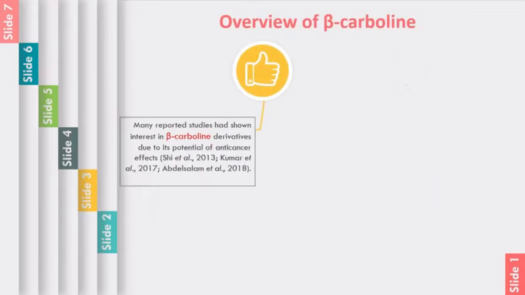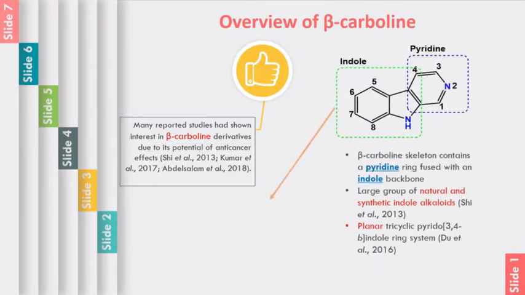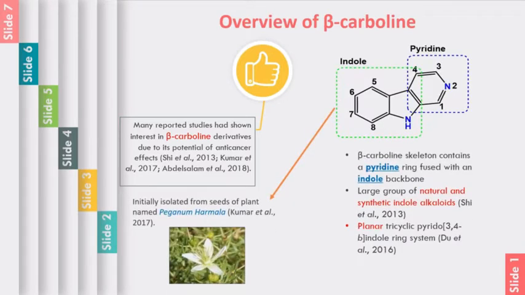Therefore, many reported studies have shown great interest in beta-carboline compounds, as they have been reported to demonstrate excellent anti-cancer activities. Beta-carboline skeletons consist of a pyridine ring that is fused to an indole backbone. It is a large group of natural and synthetic indole alkaloids with a planar tricyclic ring system. Beta-carboline was initially isolated from the seed of a plant named Peganum harmala.